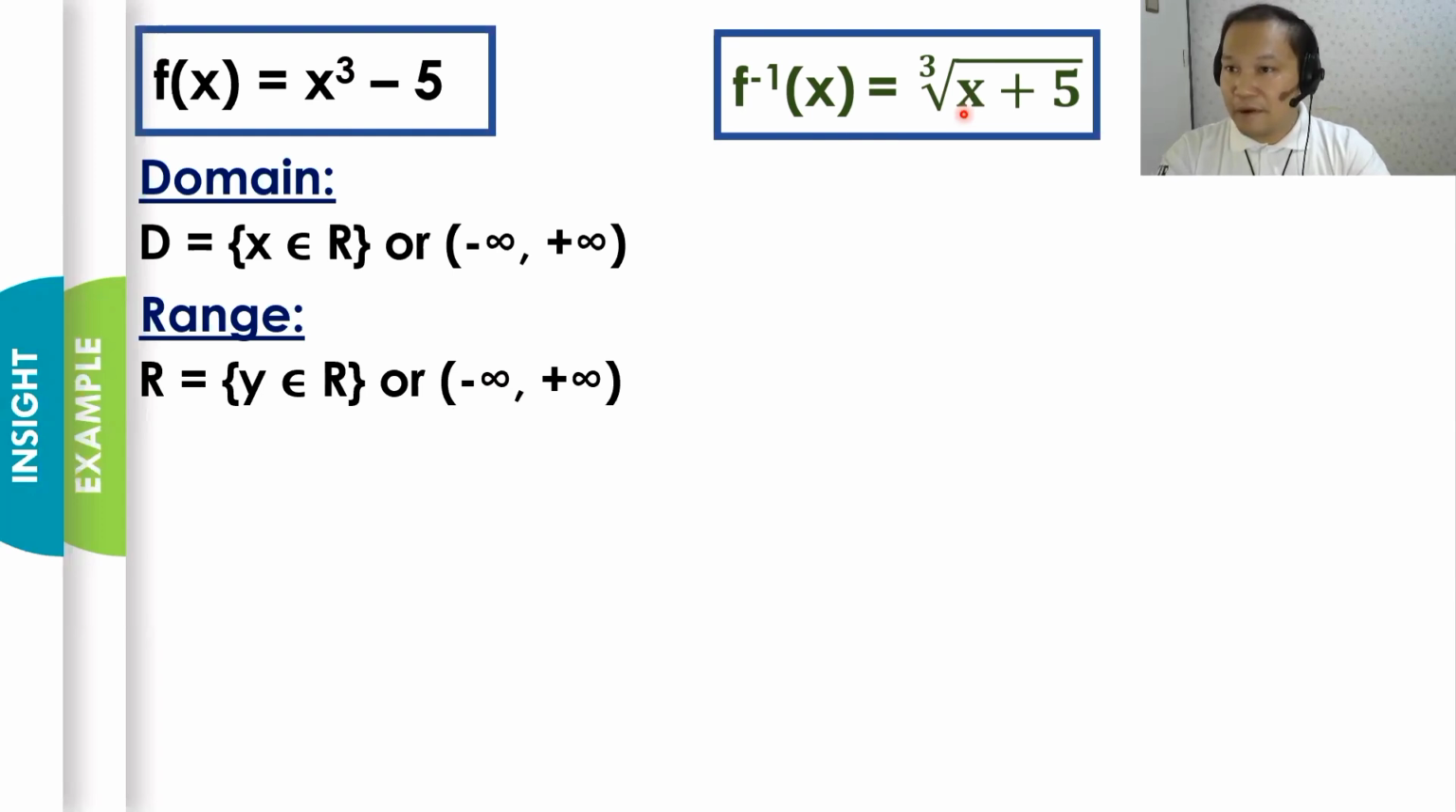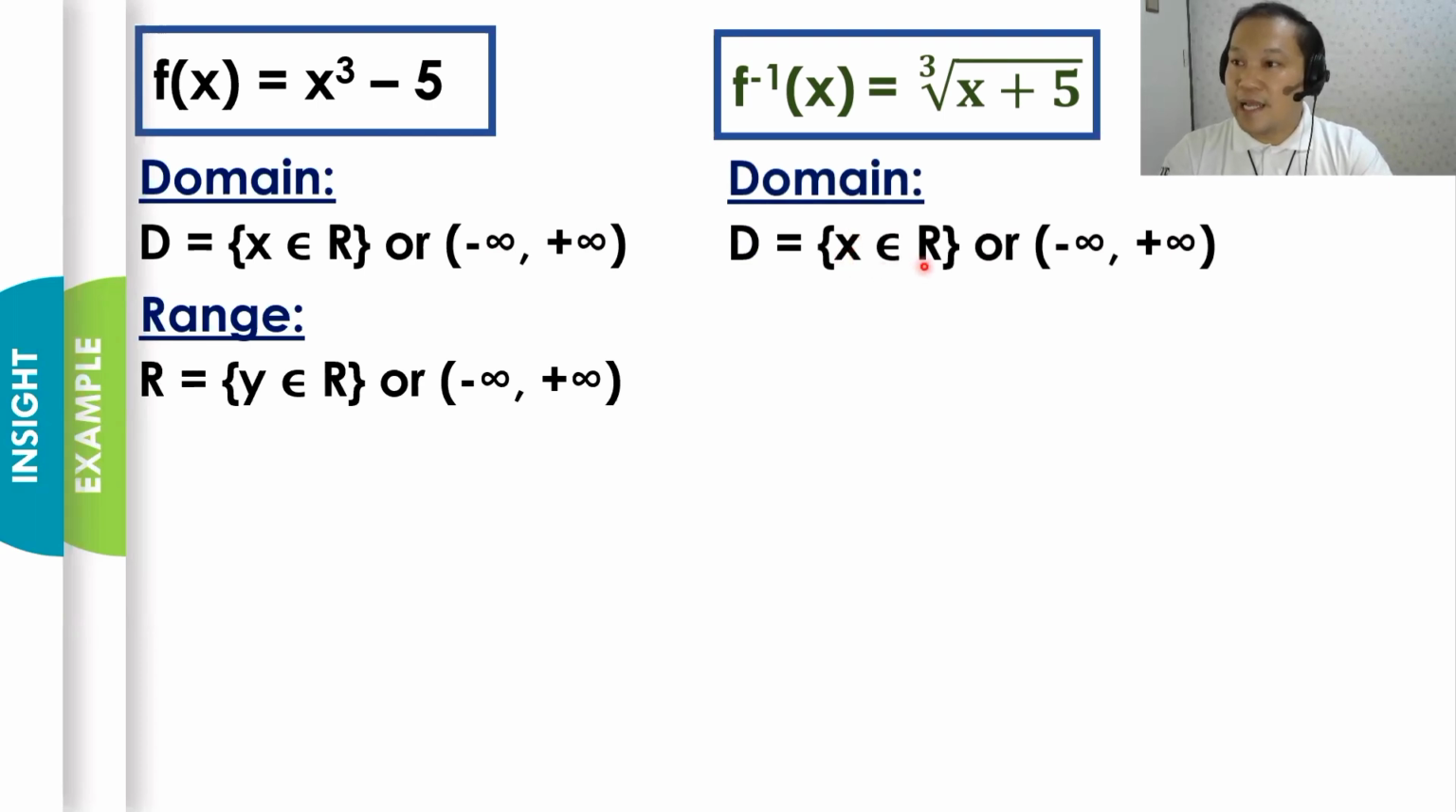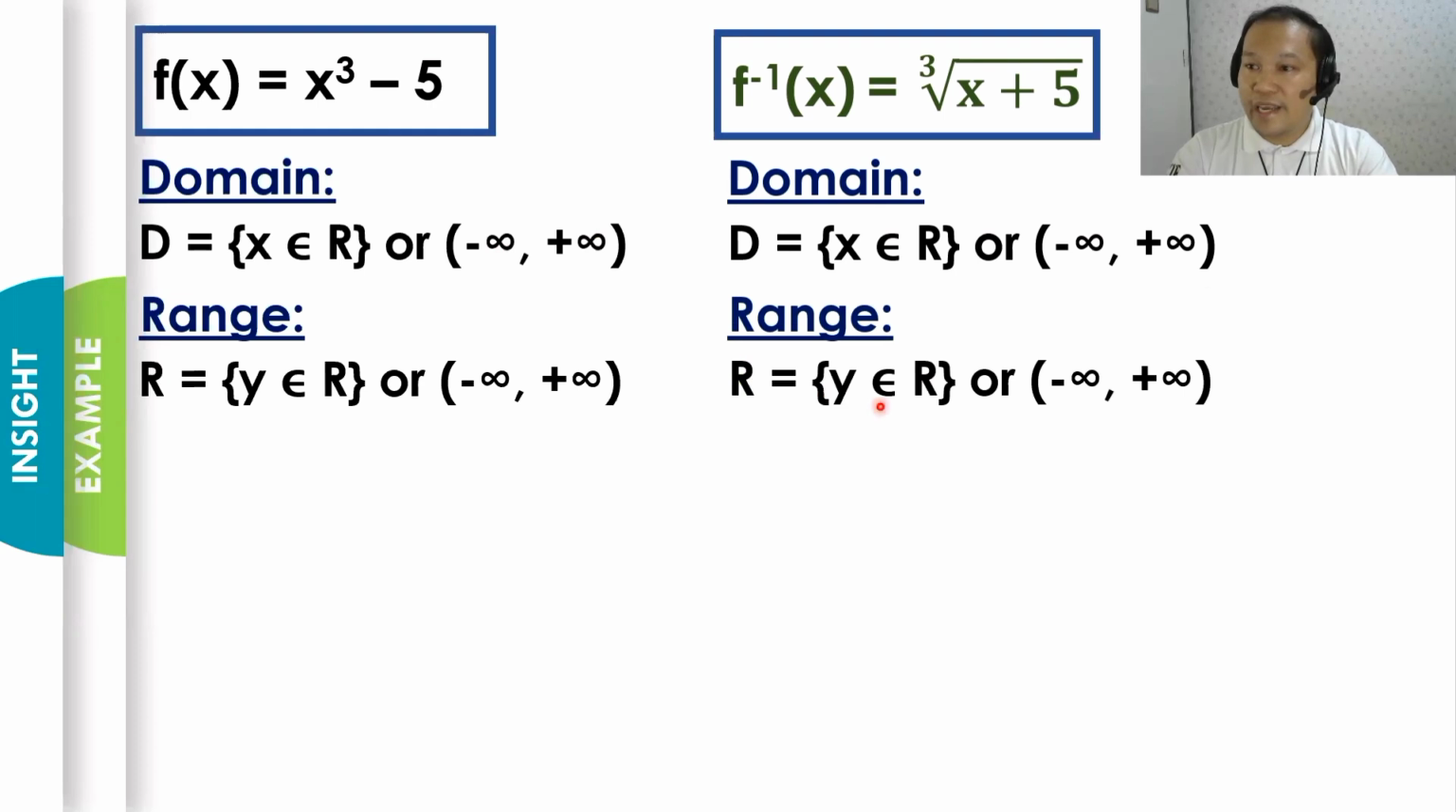On the other hand, the inverse of the given function, which is the cube root of x plus 5, we can assign any real number for x, because we are not going to come up with an imaginary number. Therefore, our domain here will be x is any element of the real numbers, or in notation, negative infinity to positive infinity. Same thing for the range: y is an element of the real numbers, or negative infinity to positive infinity.